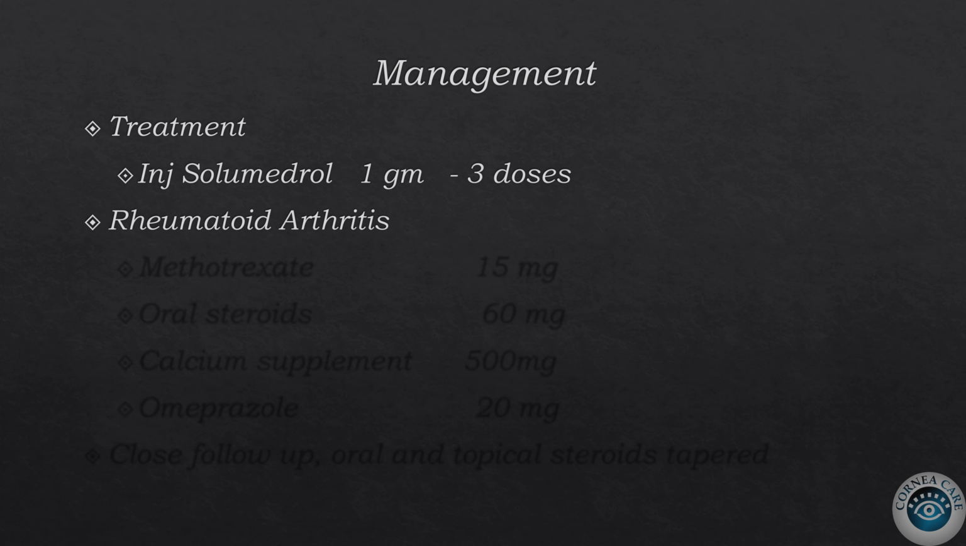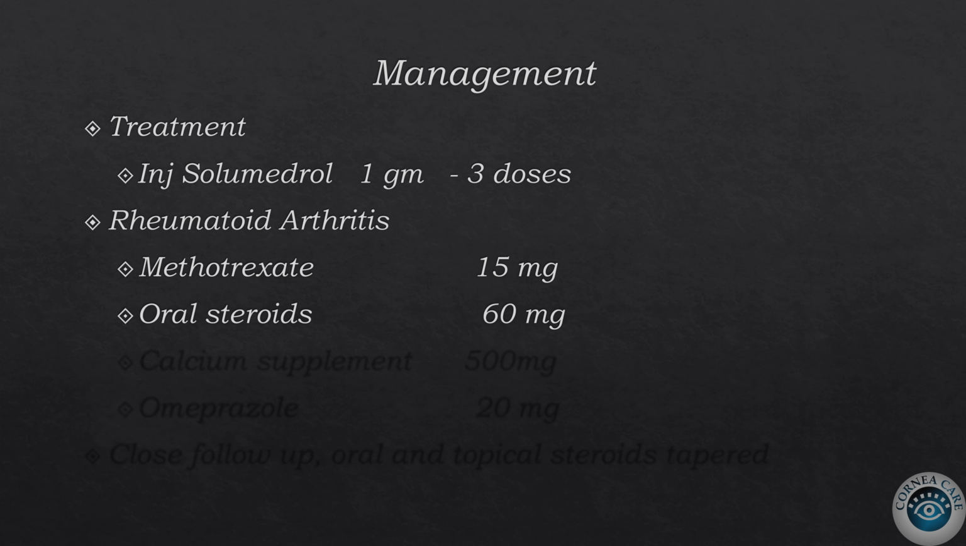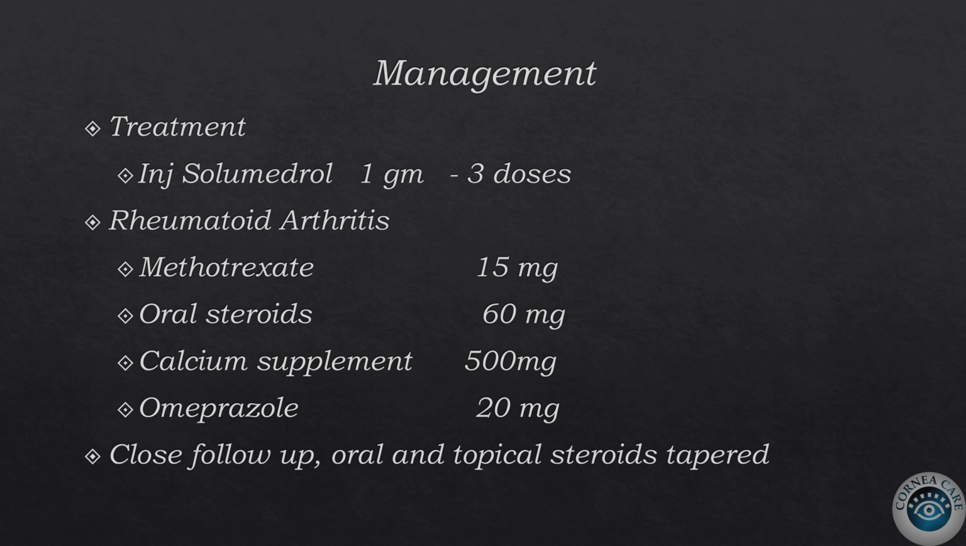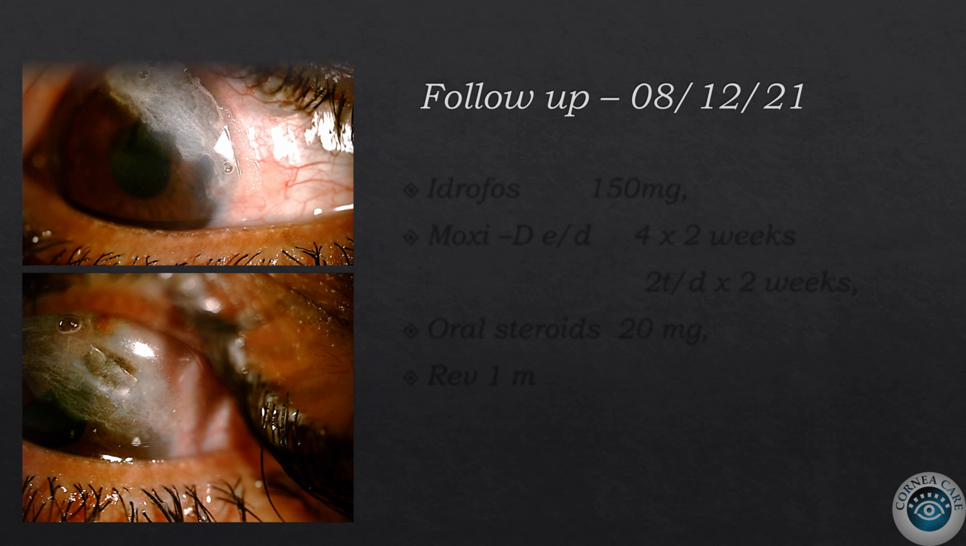Based on his blood test and clinical symptoms, he was diagnosed as rheumatoid arthritis and started on a weekly dose of 15 mg methotrexate. Post-IV steroids, he was shifted to oral steroids and calcium supplements. Post-op, he did well. He was on close follow-up. Oral and topical steroids were slowly tapered. He did well for 5 weeks.